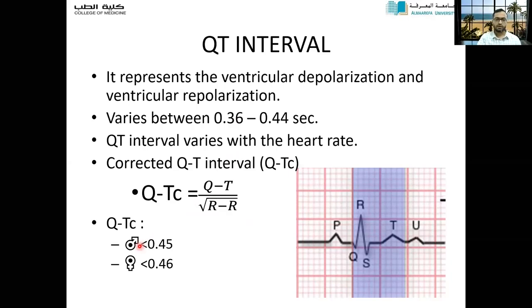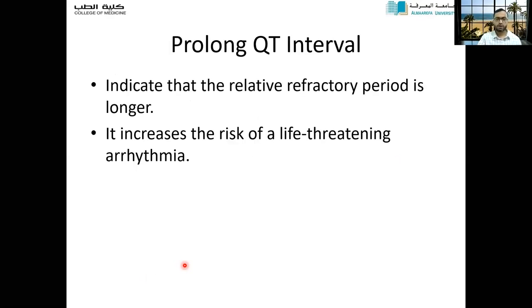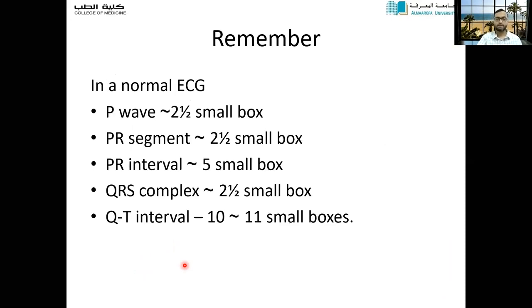The normal value for that in males is less than 0.45 seconds, and in females it is 0.46 seconds. A prolonged QT interval shows that the patient is at risk of developing life-threatening arrhythmias. So it's alerting you that these patients might go into arrhythmias.